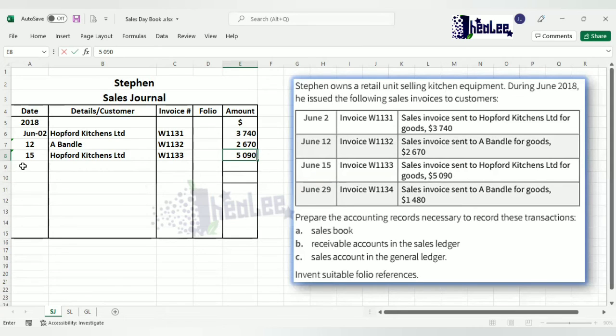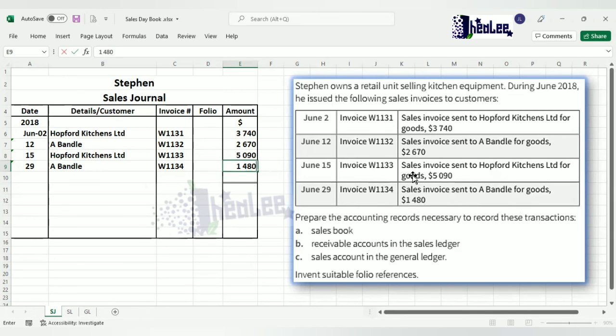And we're going to move into the very last one, which is June 29th. Sales invoice sent to A Bundle for goods 1,480. So our details is A Bundle. Invoice number is W1134, and the amount is 1,480.